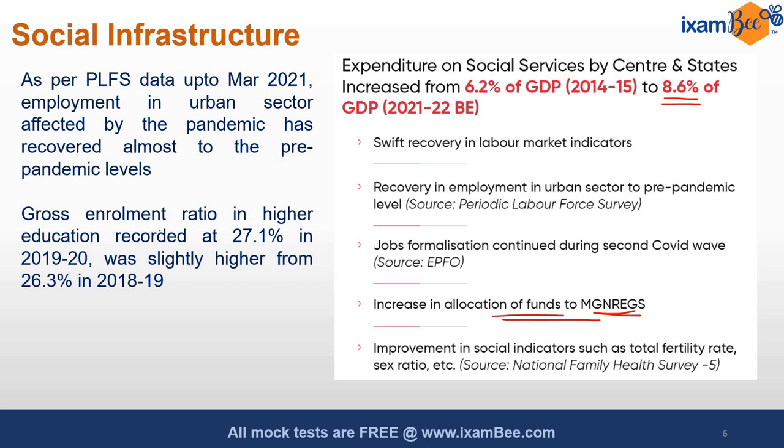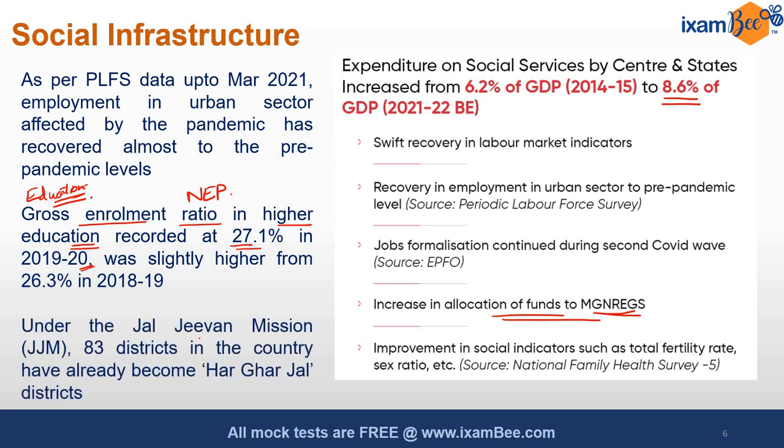Another aspect to monitor in social infrastructure is education. Here the government has seen an increase in the gross enrollment ratio in higher education, right? If you remember, 2 years back, the government came out with NEP, the National Education Policy, in which they set certain targets for gross enrollment ratio, both at the primary level and at the higher education level. So there has started to be some improvement, and it currently stands at 27.1% for the year 2019-20.